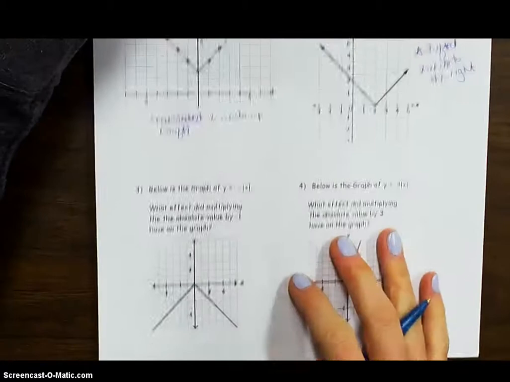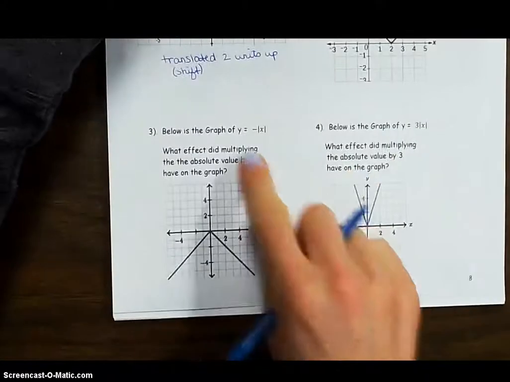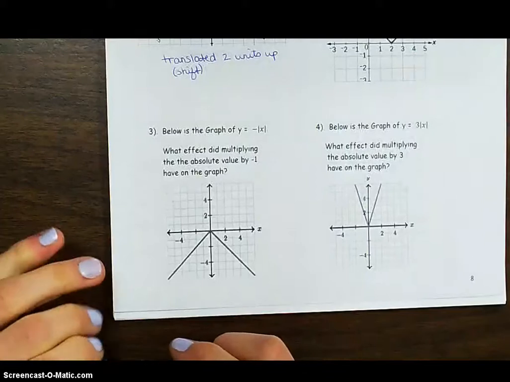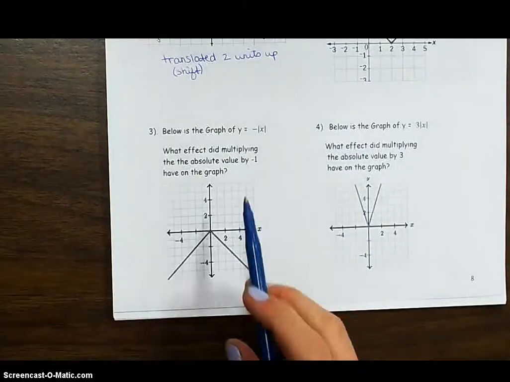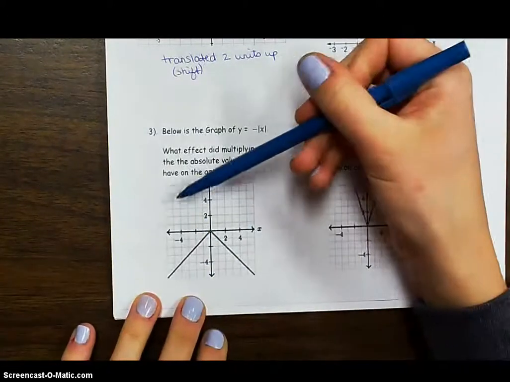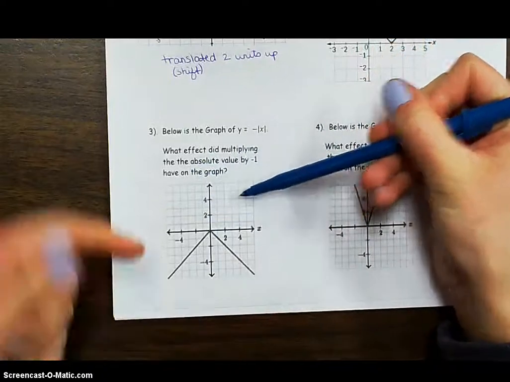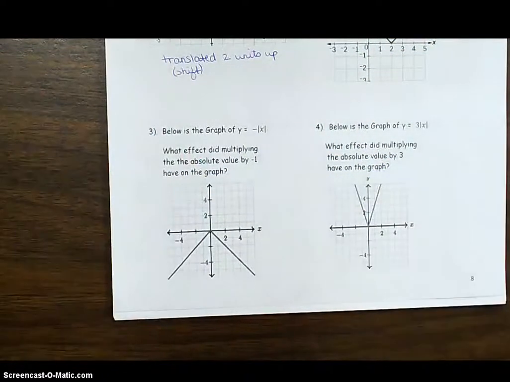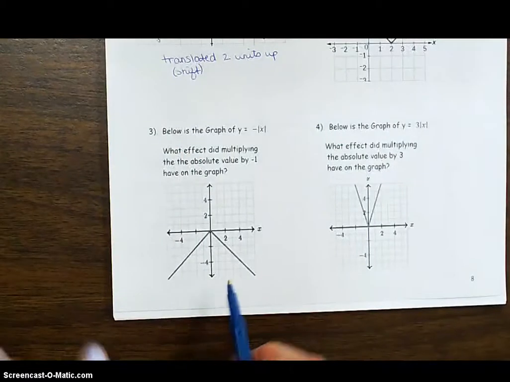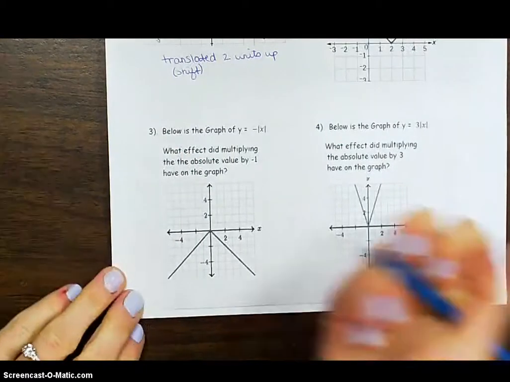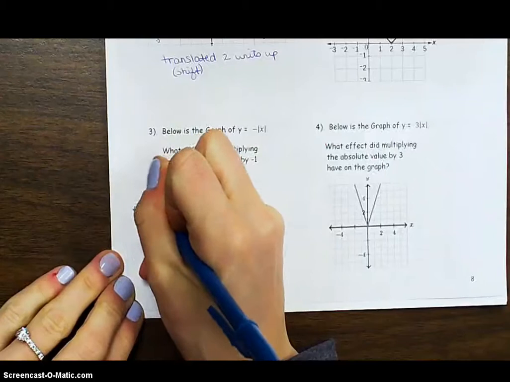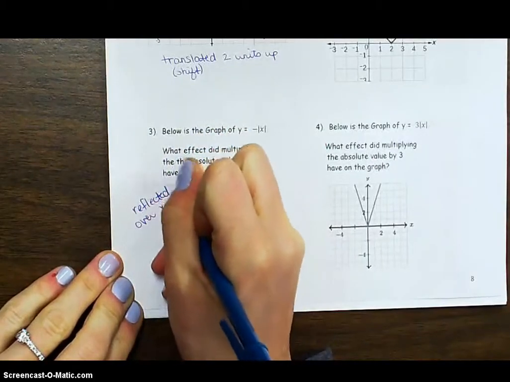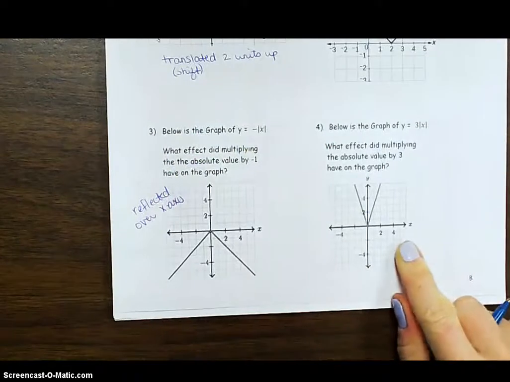Let's take a look at number 3 then. Below is the graph of y equals negative absolute value of x. So what effect did multiplying the absolute value by -1 have on the graph? Well, our mother function was up here. Now we're down here. So what do we call that when it goes down? Well, that's going to be a reflection over the x-axis. So here we're going to write it reflected over the x-axis.